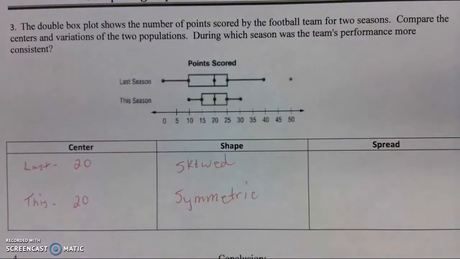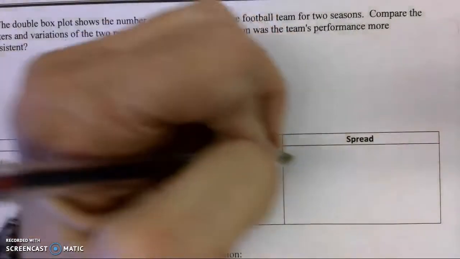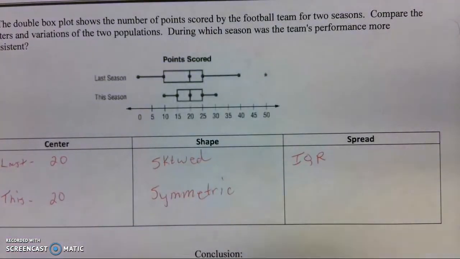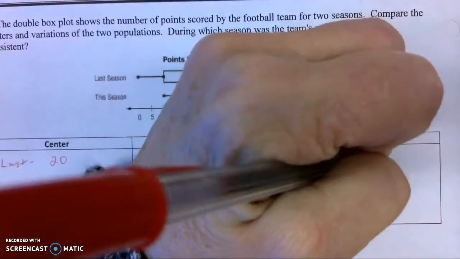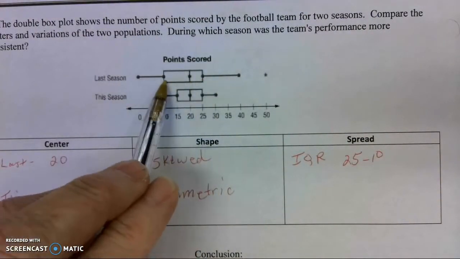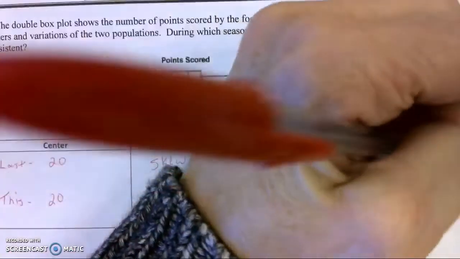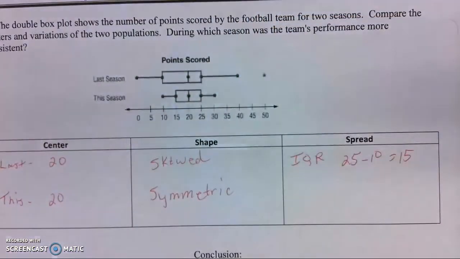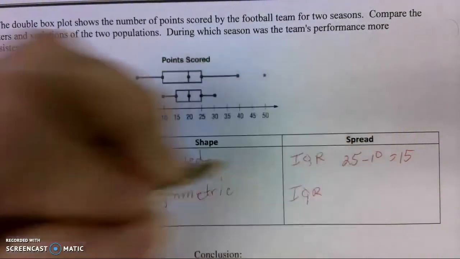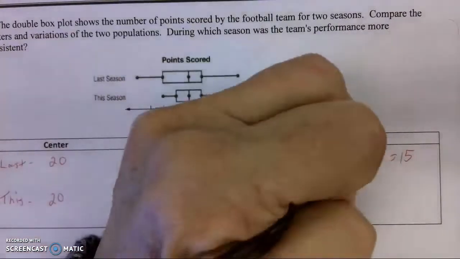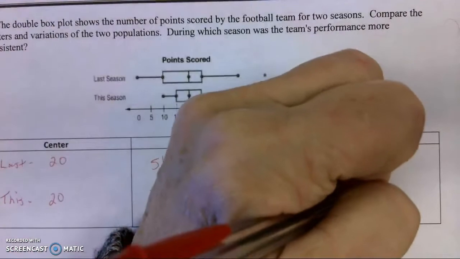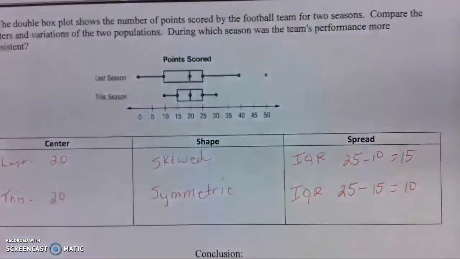Now, when I go to figure out my interquartile range for last season, I'm going to take 25 and I'm going to subtract 10. This 25 is my upper quartile, this is my lower quartile. So this interquartile range is 15. And then on this season, my IQR is going to be 25 minus 15, which is 10.